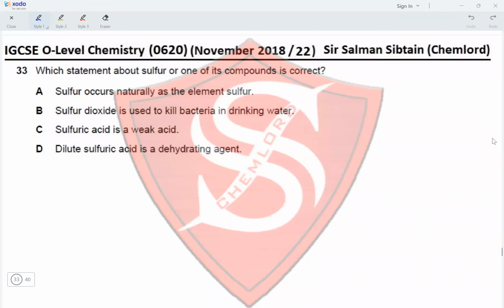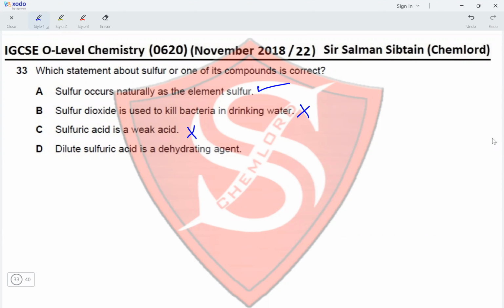Question 33. Which statement about sulfur or one of its compounds is correct? Sulfur occurs naturally as the element sulfur. Yes, it does. Sulfur dioxide is used to kill bacteria in drinking water. Chlorine is used, not sulfur dioxide. Sulfuric acid is a weak acid. It is a very strong acid.